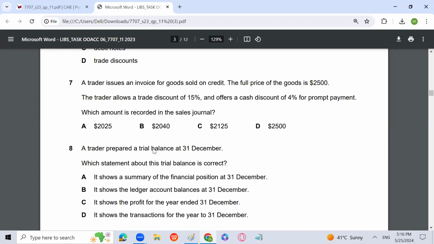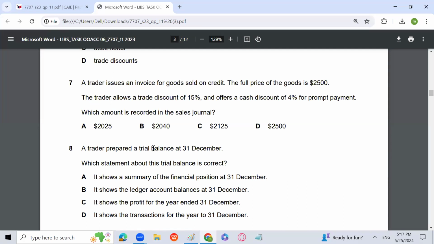Cash discount won't come. Why, sir? Because cash discount is given at the time of payment. And in the sales journal, we record when the goods are sold on credit, the names of the people to whom the goods are sold on credit, their amount and total. So what is the answer? 2,500 into 15%, which is the trade discount, I will subtract the trade discount, and I will get the answer without subtracting the 4% cash discount. So what is the answer? Yes, Ahmed? Sir, C, 2125. 2125 is going to be the answer.